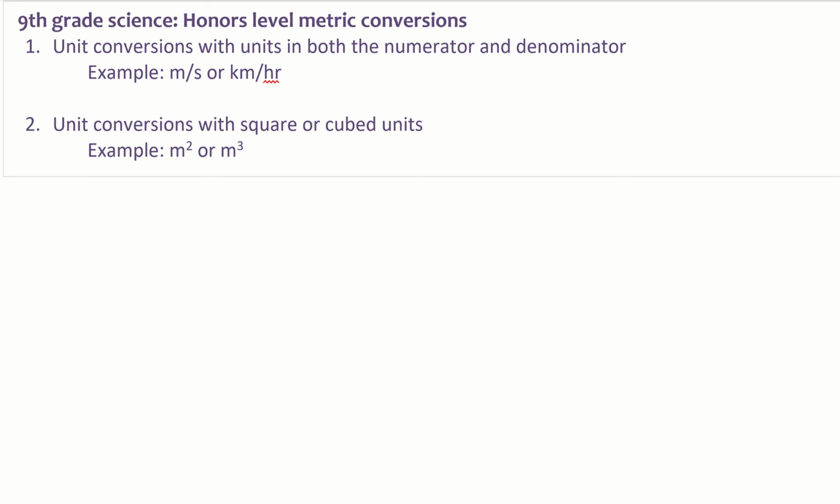basic metric conversions. I'm going to expect you to be able to convert units when you have units in both the numerator and denominator. So like if you have 12 meters per second, that you could convert that into kilometers per hour. Okay, so you have units in both the numerator, like meters, and in the denominator seconds, and you'll need to convert the meters into kilometers and the denominator unit of seconds into hours. Okay, so that's what I mean by point one. So you'll be expected to be able to do that.